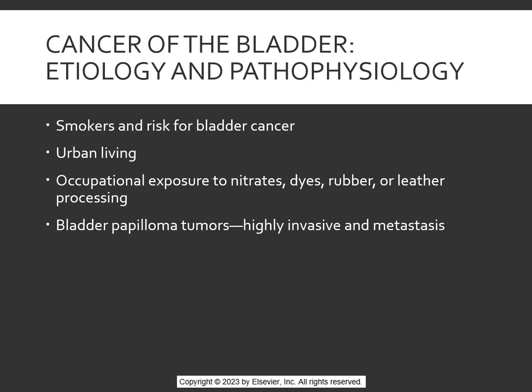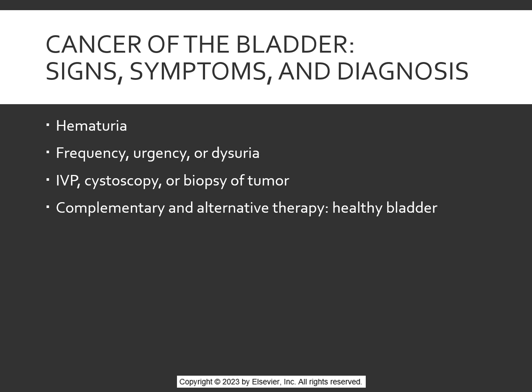Bladder cancer is more common in men aged 60 to 80 years old than in women. Smokers have double the risk of developing this cancer. People living in urban areas or with occupational exposure to nitrates, dyes, rubber, or leather processing are at a higher risk. Bladder tumors are removed even though they are papillomas because there is a high risk for invasion into the deeper tissues and metastasis. The main symptom of a bladder tumor is hematuria. Frequency, urgency, or dysuria also may be present. Diagnosis is confirmed by examining the bladder wall with a cystoscope and biopsy of the tumor.